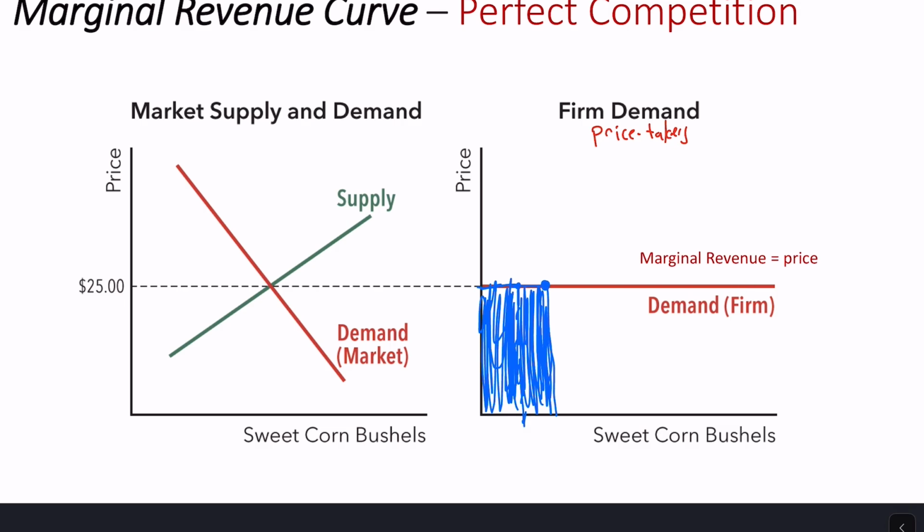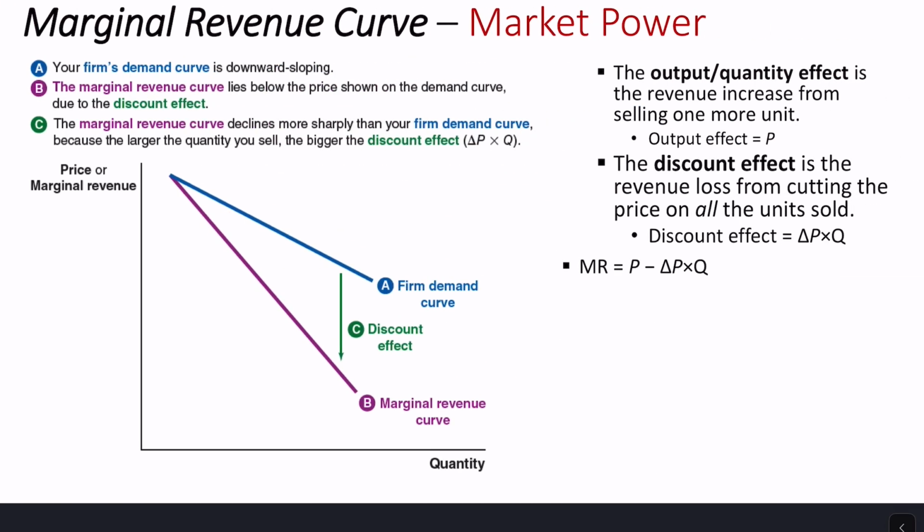There is no trade-off for these perfectly competitive firms between price and quantity for our revenue. They don't have to lower the price to sell more units. They can just keep on selling more units at the same price. All right, so that is a little bit of a side note. I think going through this is going to be helpful for you to understand what's going to happen now for our firms with market power.